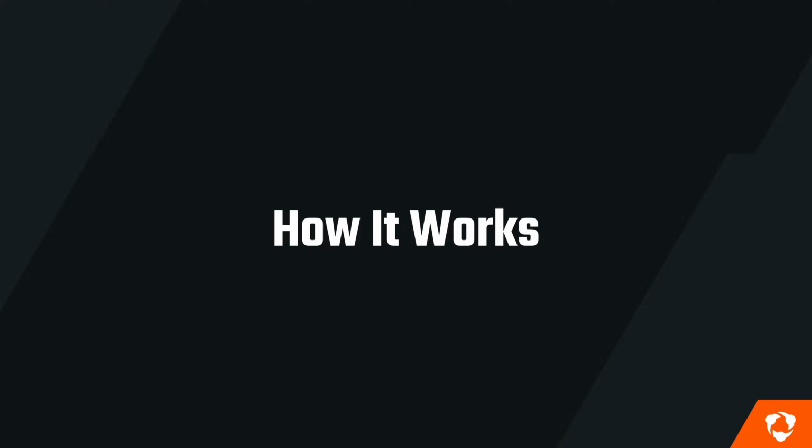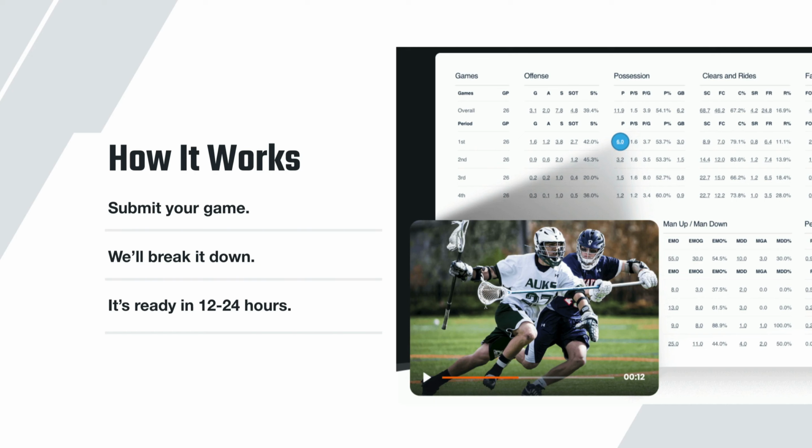Next, let's go over how Hudl Assist works, including how to send your games to Hudl Assist and how you know when your games are done being broken down. Here's a look at how the process works. First, you'll submit your game to us. We'll break it down, and then it'll be ready within 12 to 24 hours depending on your package.